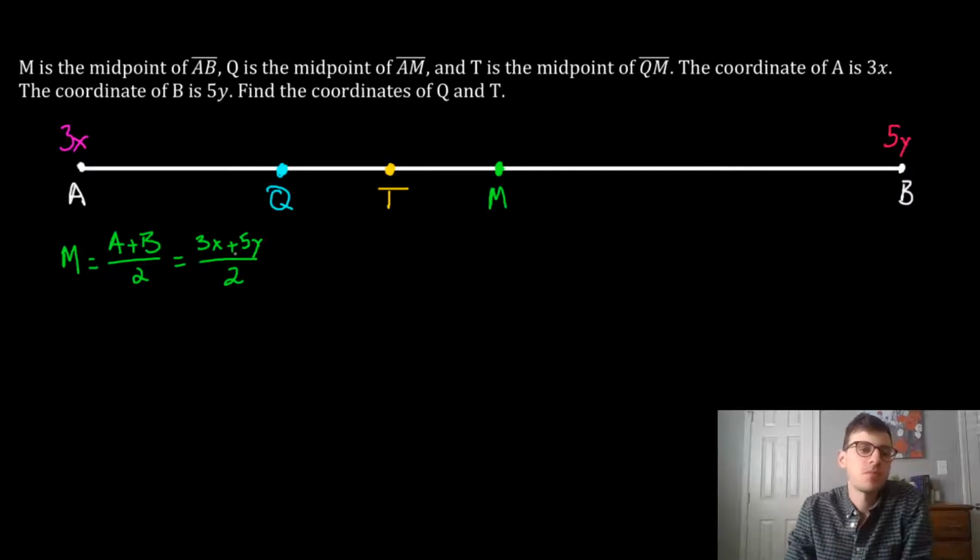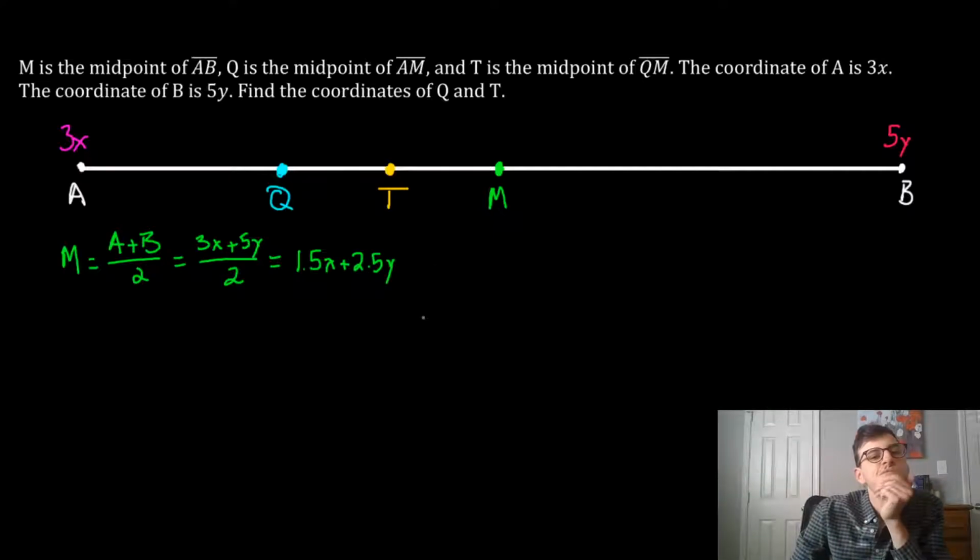I think maybe it might be more helpful for us to go ahead and reduce here. So 3x divided by 2 is 1.5x. And 5y divided by 2 is 2.5y. Now that I've done that, I don't know if I love it, but we'll leave it like that for now. Okay, so that's M. M is 3x plus 5y divided by 2. And maybe in a second you'll see why I did this, but we'll just keep going for now.